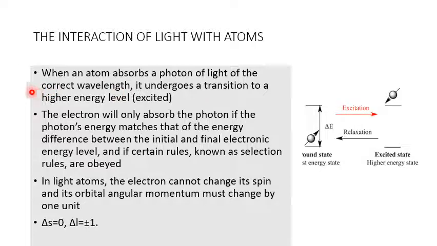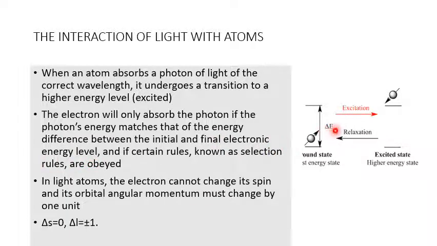It undergoes a transition to a higher energy level, the excited state. The electron or atom goes into the excited state. This is the ground state of the atom, and this is the excited state of the atom by absorbing a photon of correct wavelength or correct energy. The electron will only absorb the photon if the photon energy matches the energy difference between the initial and final electronic energy levels.